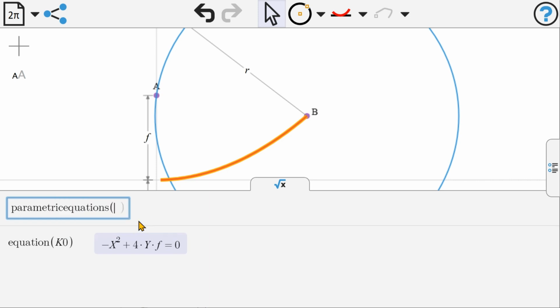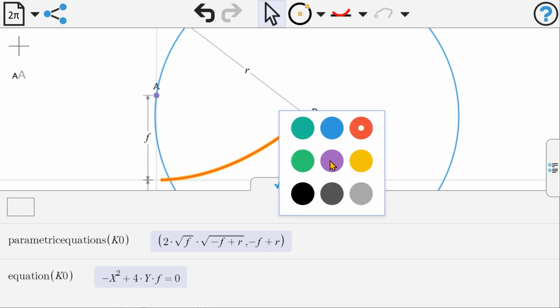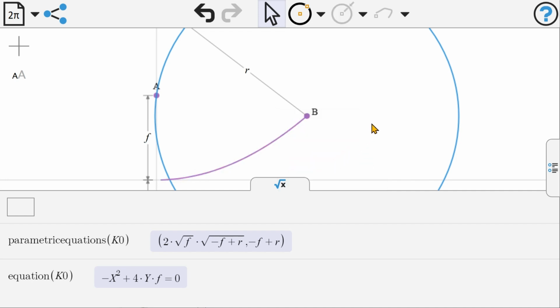Now let's just look at the parametric equations. We see here the equation for both the x and for the y, and they involve both f and r. Now, what would have happened if instead of varying the radius, I'd varied the other parameter, which was f?